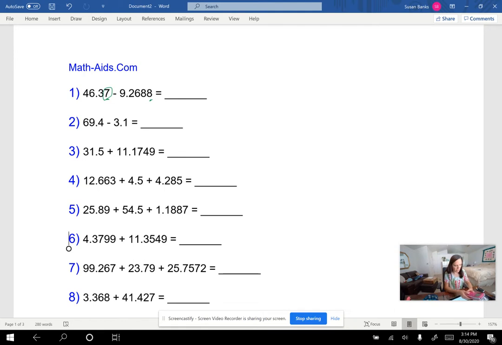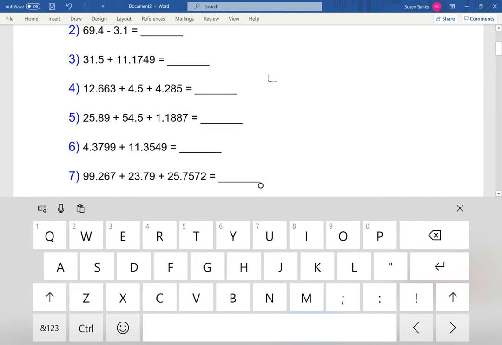So if I plug this into my calculator, 46.37 plus 9.2688, my calculator gives me, oh, and I did plus instead of subtract. Let's try this again. 46.37 minus 9.2688. My calculator gives me 37.1012. Now remember, I can really only report to the hundredths place. So that means I'm going to look right next door. That one tells me to round down. So I'm going to report this as 37.